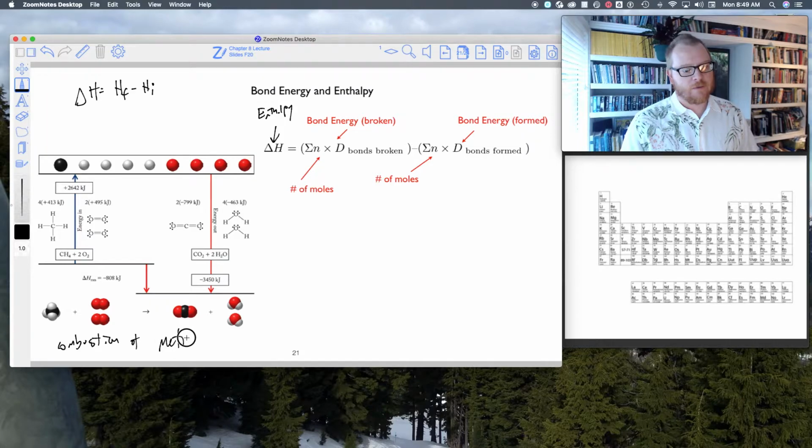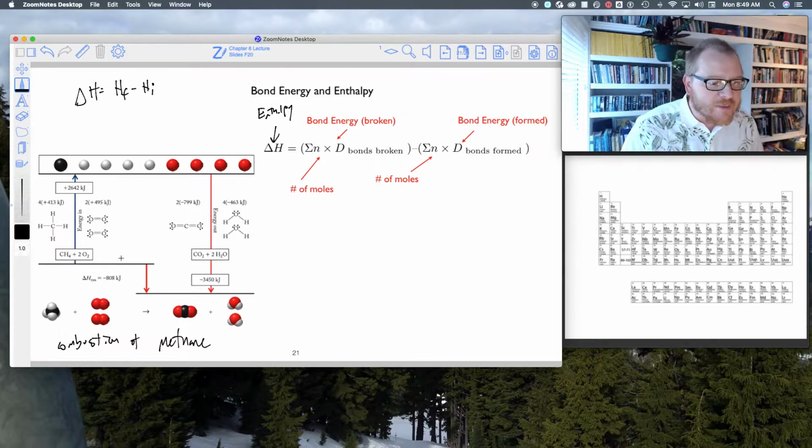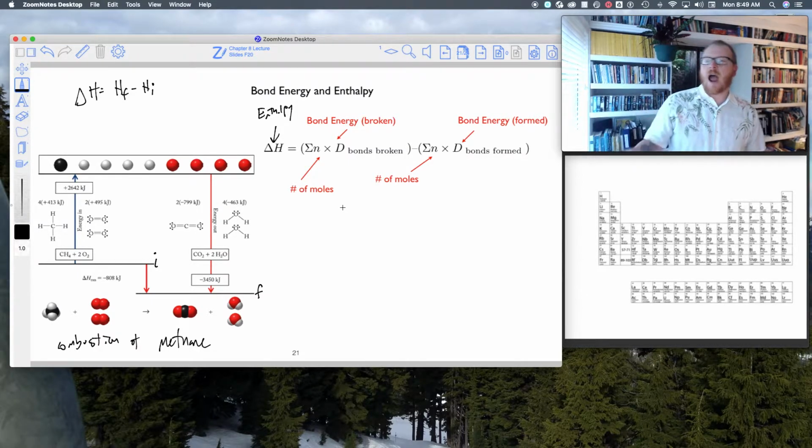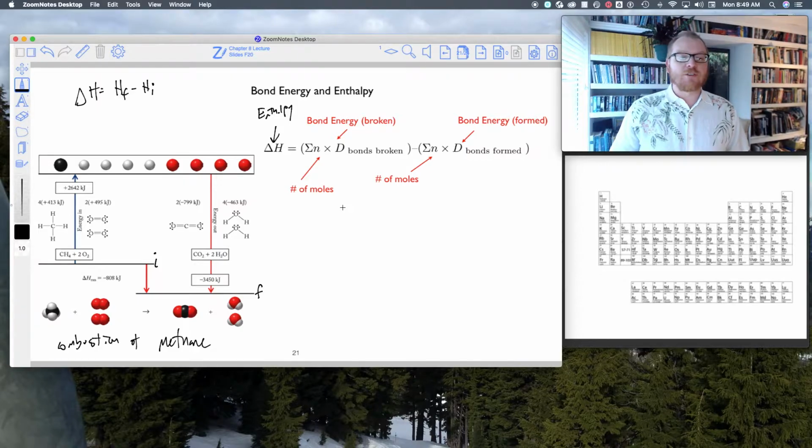Combustion of methane. All right. And we can see overall here when we start, this is my initial state right here. And this is my final state. And we can see it's exothermic as expected because it is a combustion reaction.